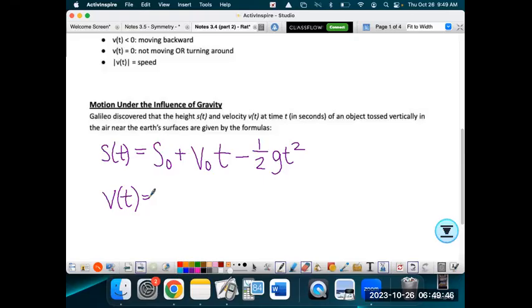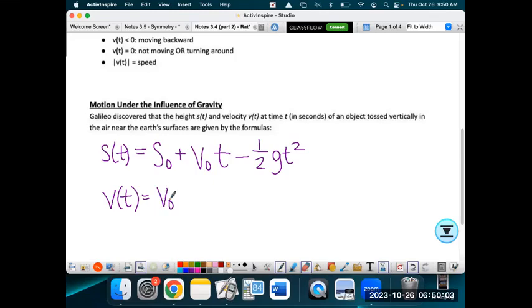S sub 0 is a constant. It's whatever my initial position is. So when I take the derivative of a constant, it goes away. The next term, v sub 0, is my initial velocity. So let's say my initial velocity is 5. Derivative of 5t would just be 5.